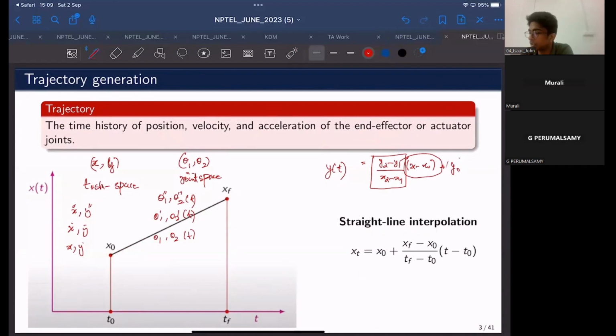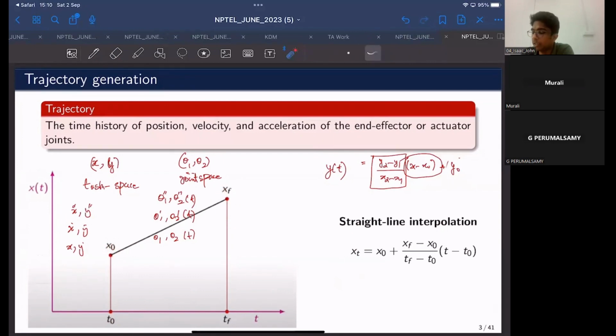This is nothing but a straight line equation. But here in this context, the x coordinate would be the time in this axis, and the y coordinate corresponding to this straight line equation is nothing but the variation of the variable x, right? That is all this equation is. This is nothing but a straight line interpolation. This is one approach to plan the trajectory of a point starting from x0 all the way to xf.